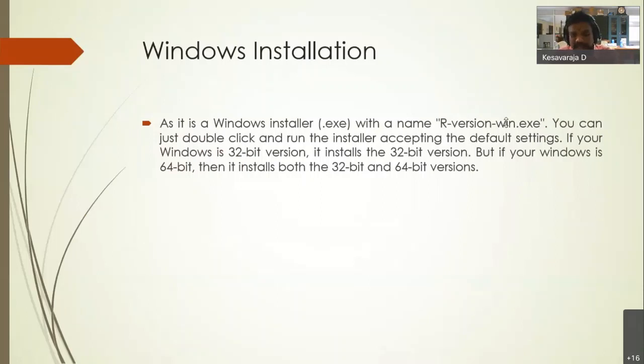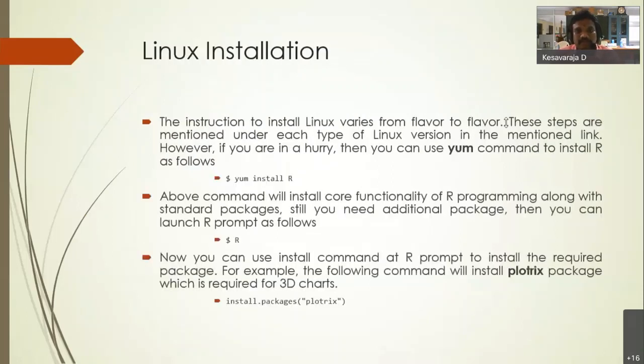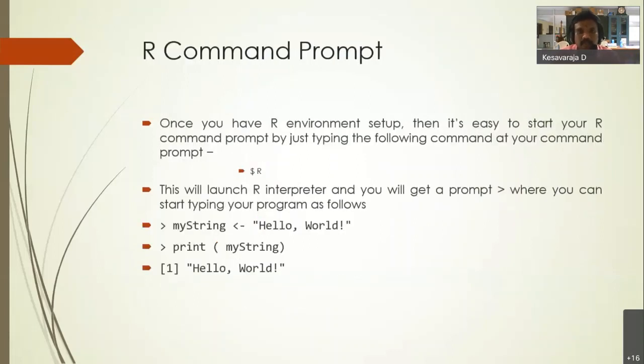Just double click and install the R software. My machine is Windows, so no problem. If you are using Linux, use yum install or rpm install, depending on your flavor, so you can install the packages. So now R is installed. Just download the software, double click the exe, and the complete R software is installed on your machine.